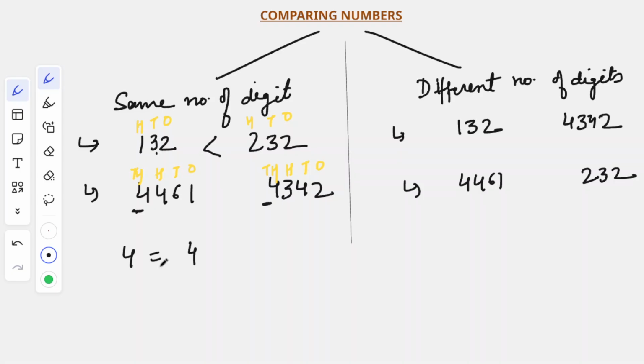What do we do in such situations? We compare the next digit, right? So here we have 4 at hundreds place value, and here we have 3 at hundreds place value. So between 3 and 4, which is the greater number? 4 is the greater one, right? So the number which has 4 at hundreds place will be the greater number as compared to the number which has 3 at hundreds place, which means 4461 is greater than 4342. Okay?